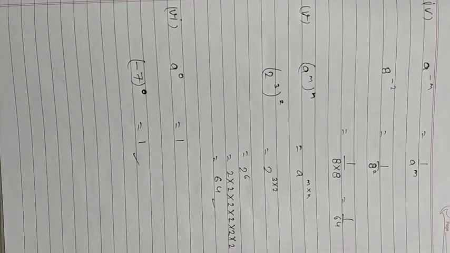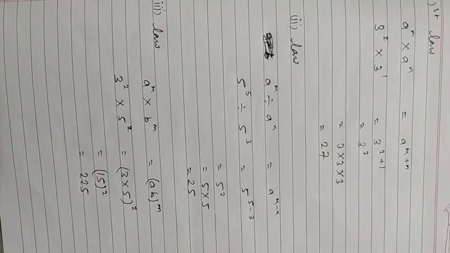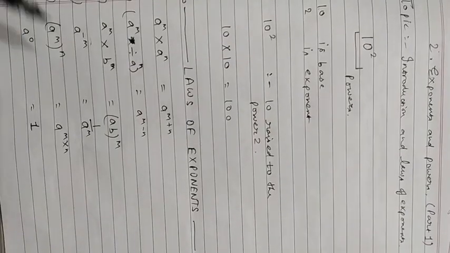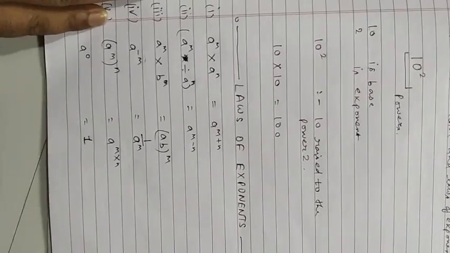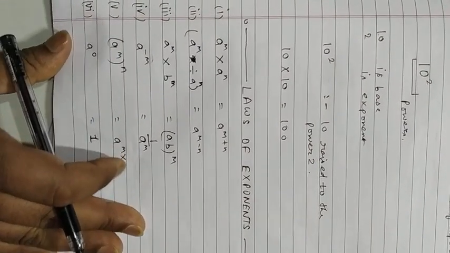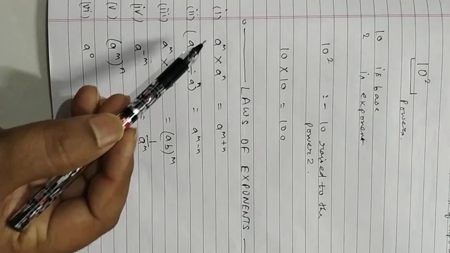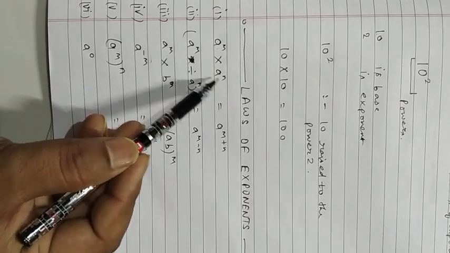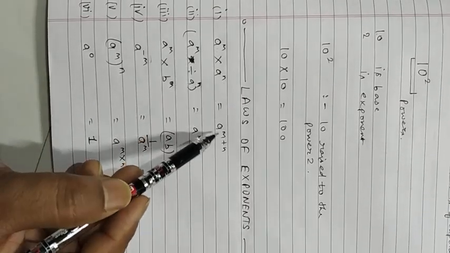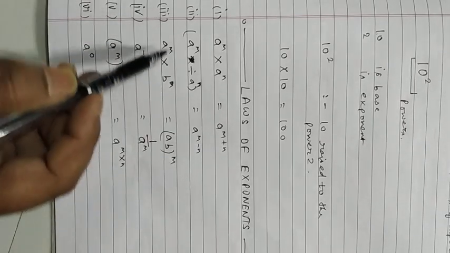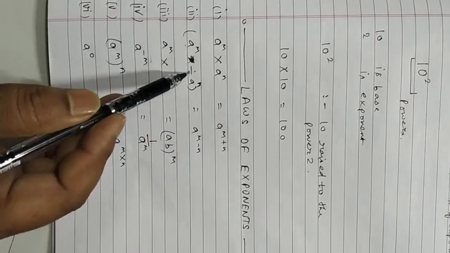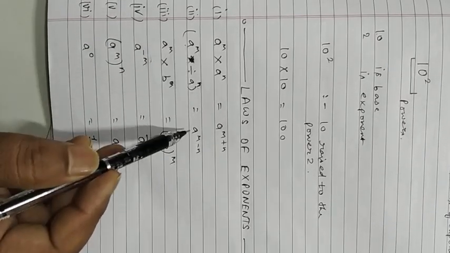Okay. So once again, students, always try to remember these laws. These are the basic laws that you have to remember. a raised to power m into a raised to power n is equal to a raised to power m plus n. Next, a raised to power m divided by a raised to power n gives you a raised to power m minus n.